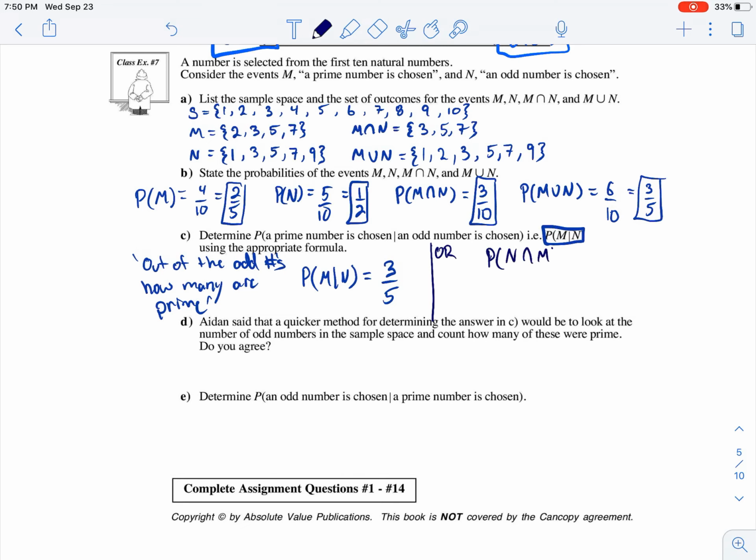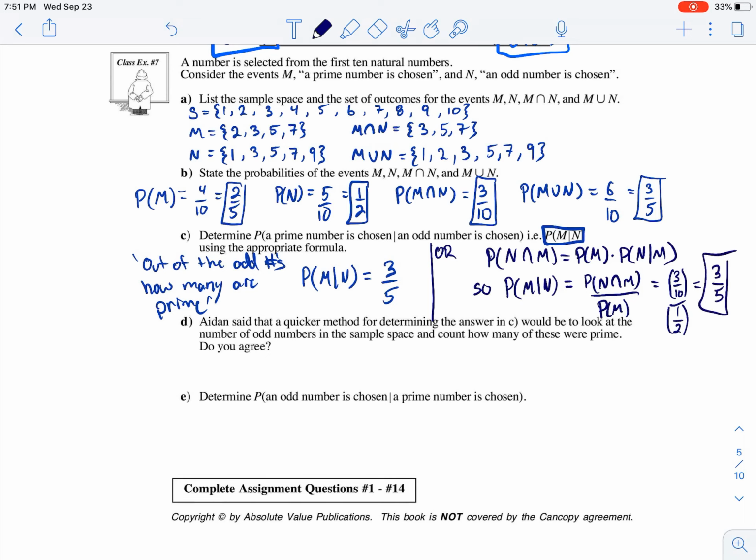Or we could use formulas. So the probability of N and M occurring equals the probability of M occurring multiplied by the probability of N occurring given that M has already occurred. So we rearrange our formula and we realize that the probability of M occurring given that N has already occurred equals the probability of N and M all over the probability of N. So we plug in what we know, 3 over 10 divided by 1 over 2, which will equal 6 over 10 or 3 over 5, the same number as what we had found earlier.